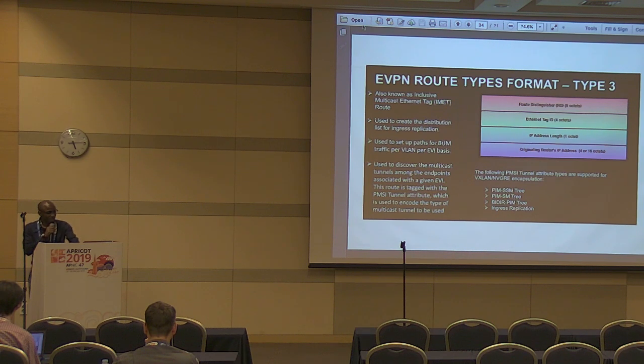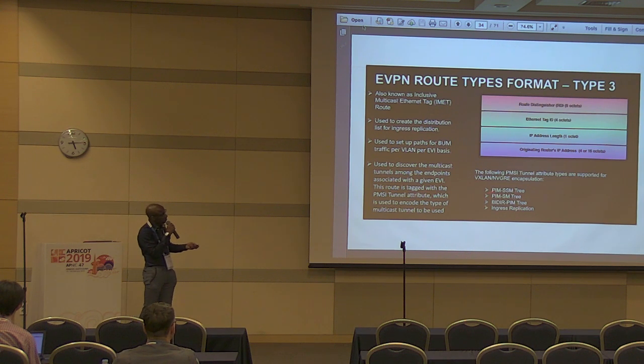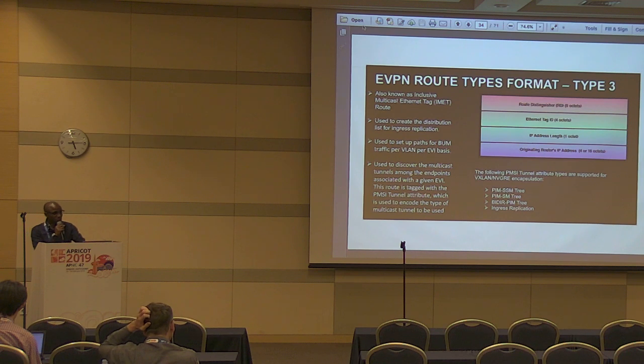Again, the type 3 carries what is called the PMSI, the provider multicast service interface, which specifies how the multicast traffic is going to be replicated. These are the supported PMSI interfaces today. You've got your ingress replication, which I've mentioned. There's bidirectional PIM that is supported. PIM sparse mode and PIM SSM are supported.